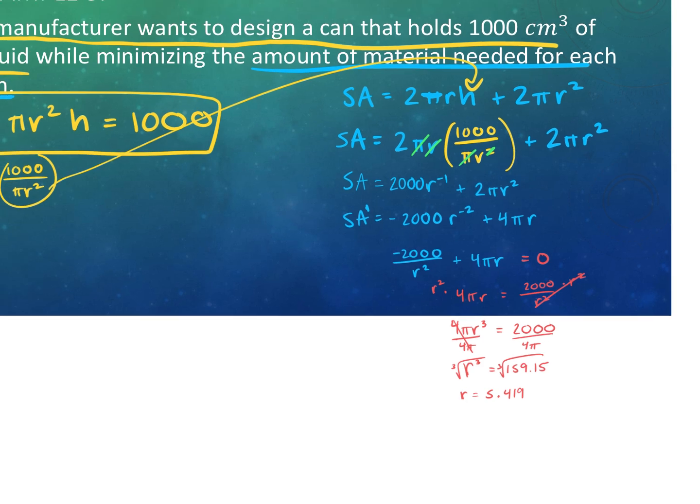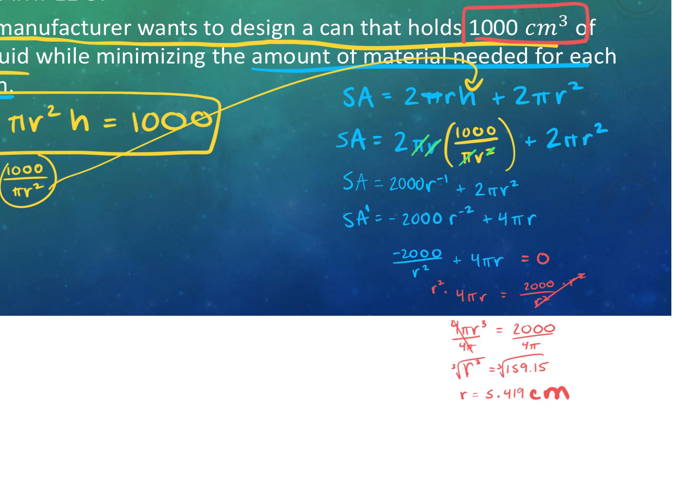Now here we're not just talking about a number like we were in example 1 and 2. We're talking about material. It gives us a unit here. What unit would our r be? Centimeters, awesome, because it gave us the volume of centimeters cubed, so our radius would be just centimeters.